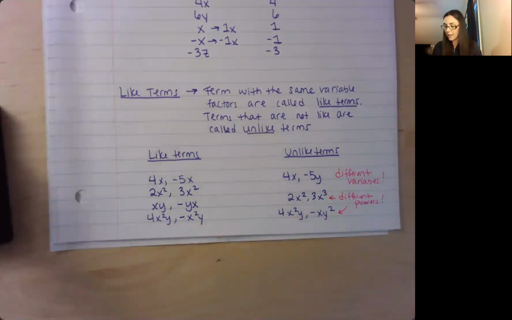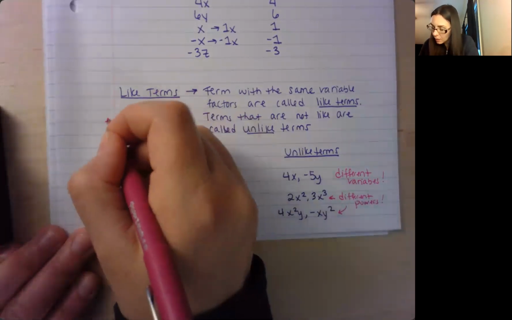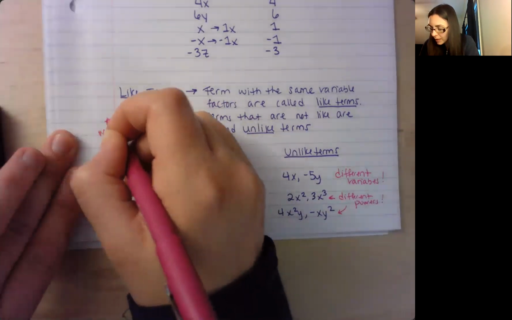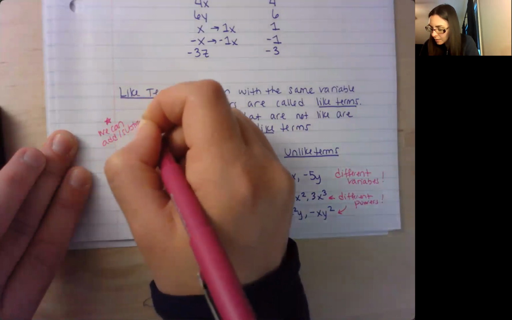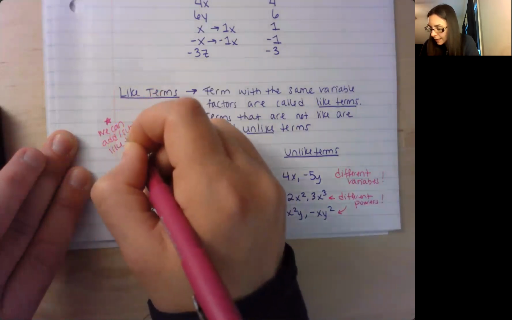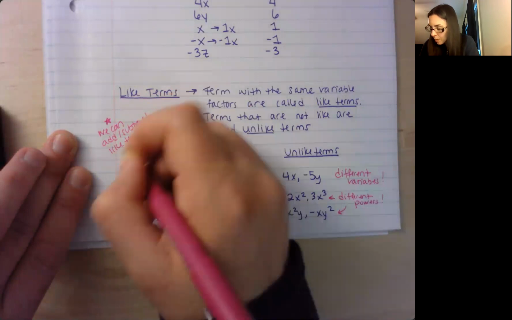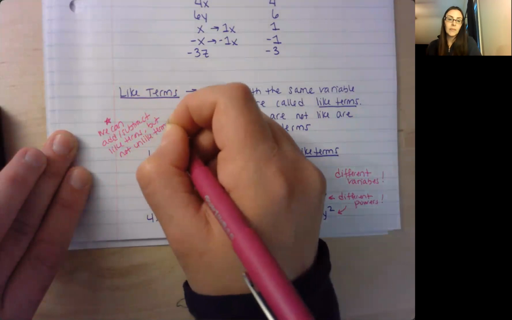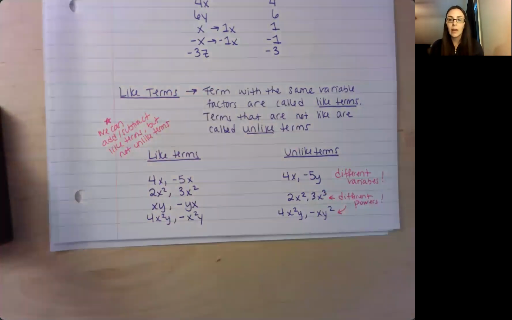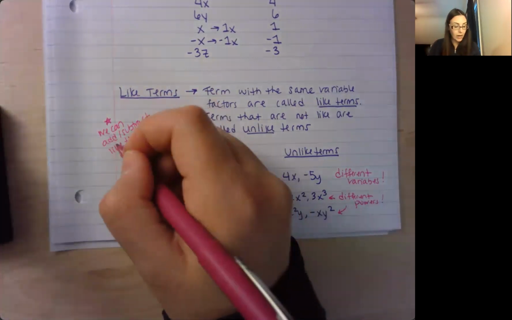So these are unlike. And the reason we care so much about this is because we can add and subtract like terms, but not unlike terms. And this is really where we're going. So that's why we care if something is like or unlike, is because if they're alike, then we actually can combine them together through addition and subtraction.